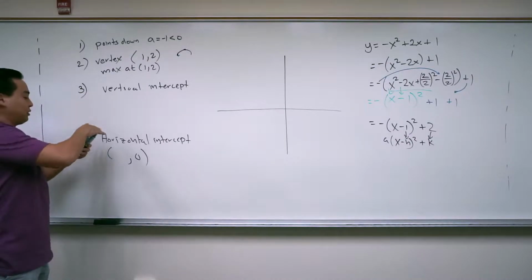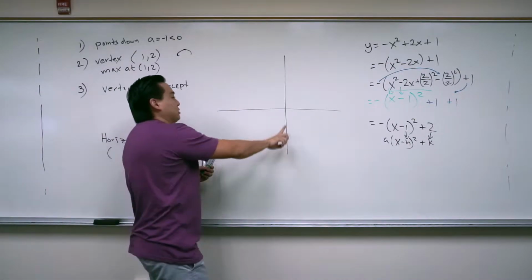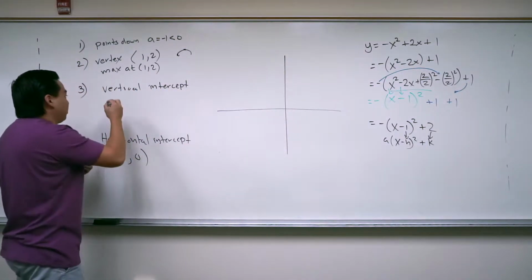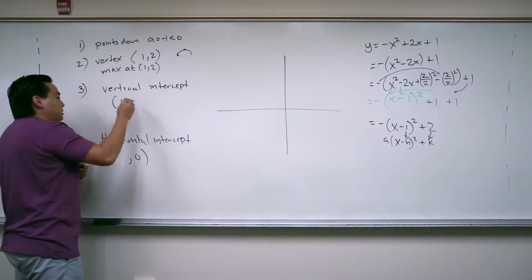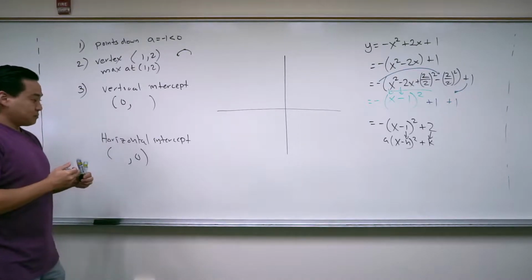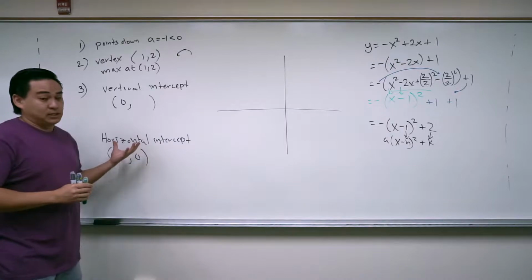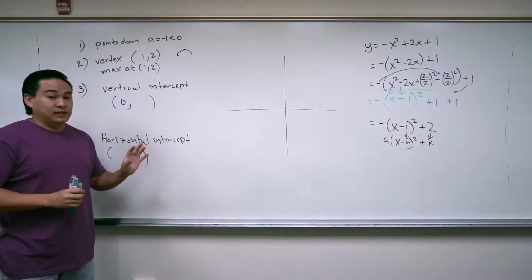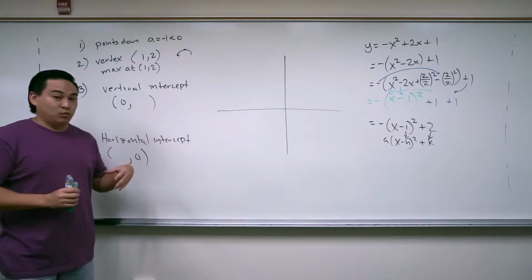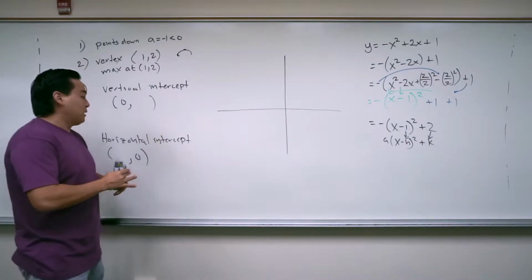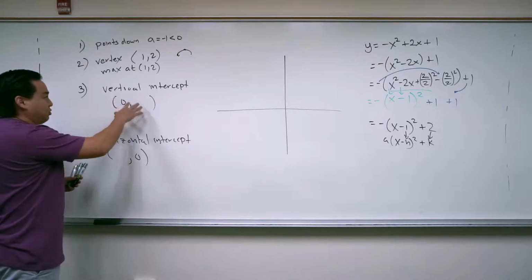Similarly with the vertical intercept, the vertical intercept is going up and down, so there is no x value, which means it's always going to be (0, something). Now, the horizontal intercept has 3 possible options. Either it doesn't touch it, it touches it once, or it touches it twice. We'll see those different examples throughout. But let's go ahead and try to solve these.